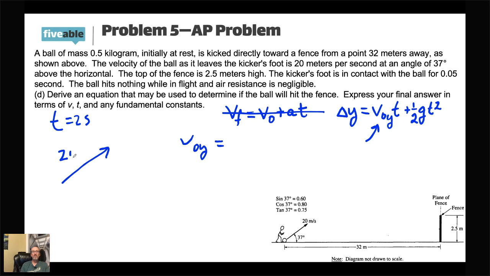This is 20 meters per second, so that's equal to V0. And then we have our triangle here. And we know at this point, this is 37 degrees. So V0y, the original velocity in the y direction, is going to be equal to the original velocity times the sine. Remember, this is the opposite side of 37 degrees.